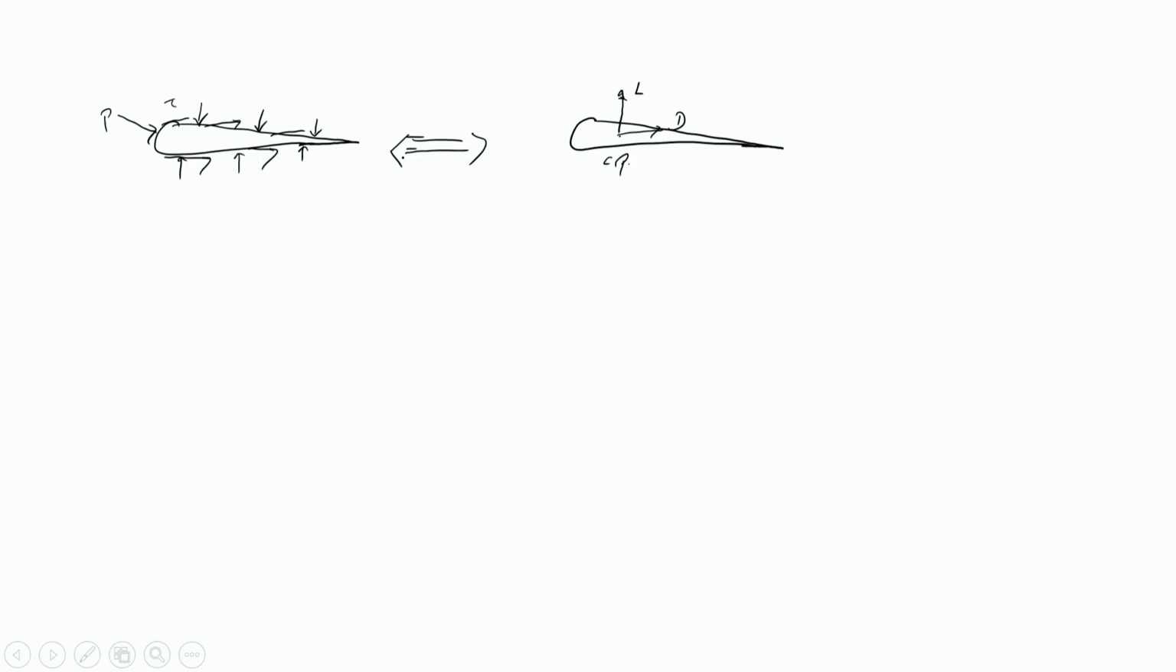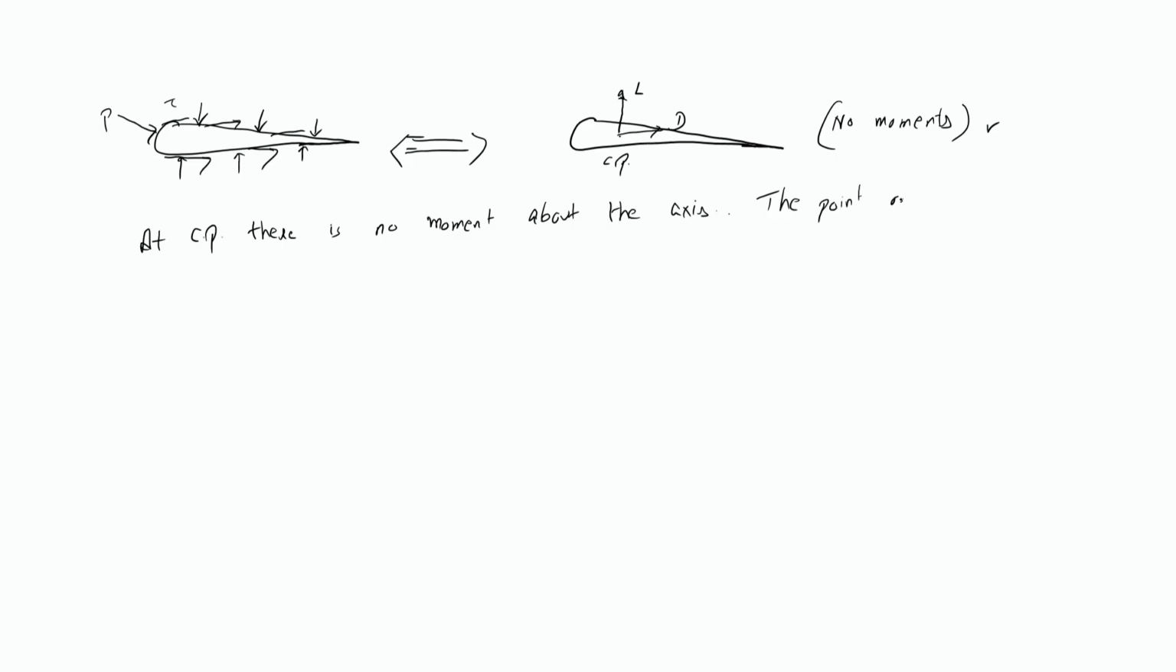And one more thing you must have noticed here: at the center of pressure there will obviously be no moment. Moments come into the picture only when we shift that point to some reference. So another definition of center of pressure would be, at center of pressure there is no moment about the axis. Hence another definition is the point on the body about which moment is zero.